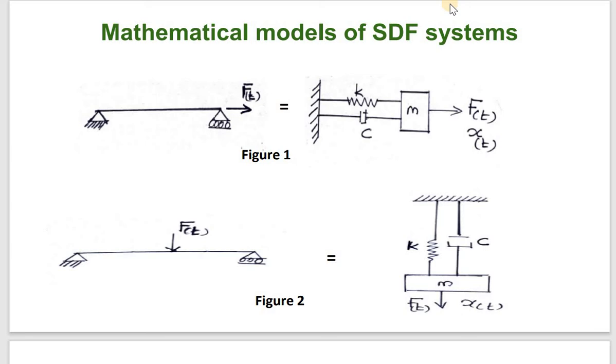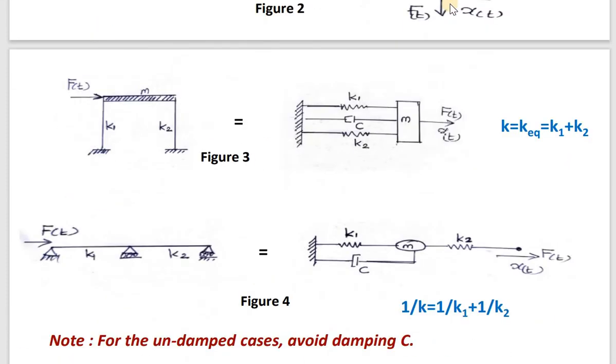Now the next thing, what is the difference? Here a vertical load is given, so it will be deflecting vertically. So this is the representation. Now I think you will be getting an idea. The representation will be downward.